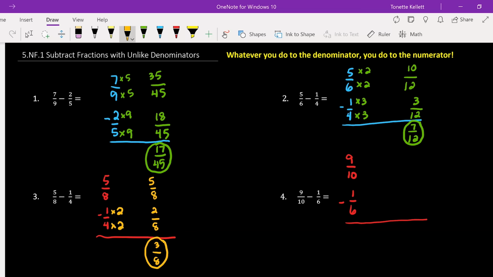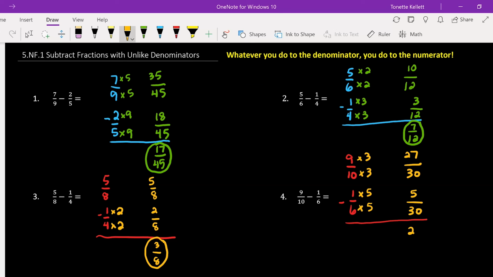10 times 3 is 30. 6 can go into 30. So we'll make 30 the denominator. You do not just multiply 10 times 6 to get the smallest number that they can both go into. 10 times 3 is 30. So 9 times 3 is 27. 6 times 5 is 30, so 1 times 5.